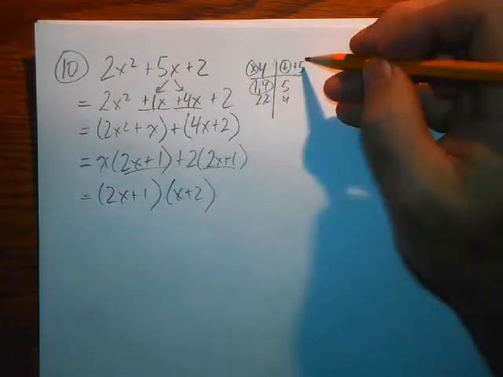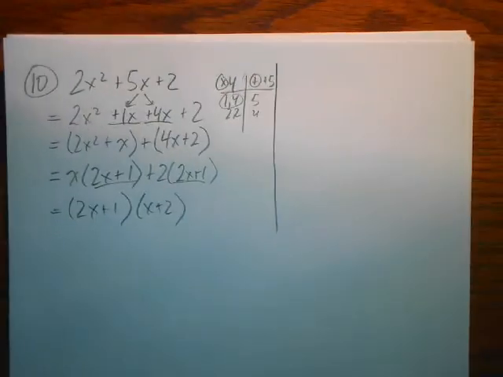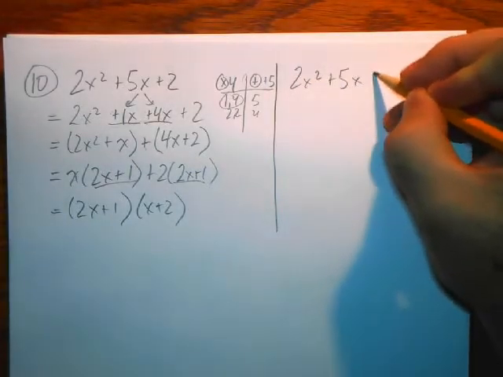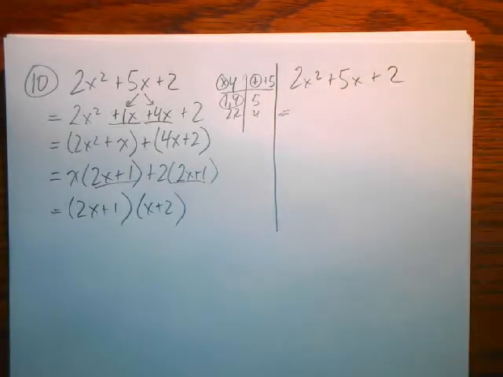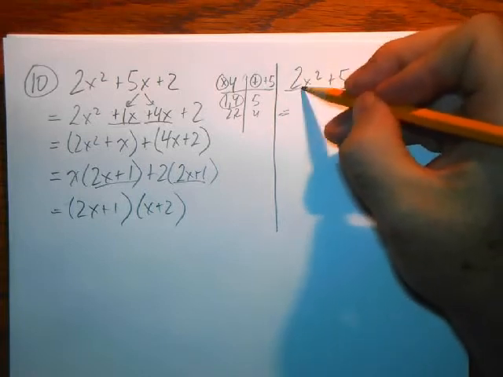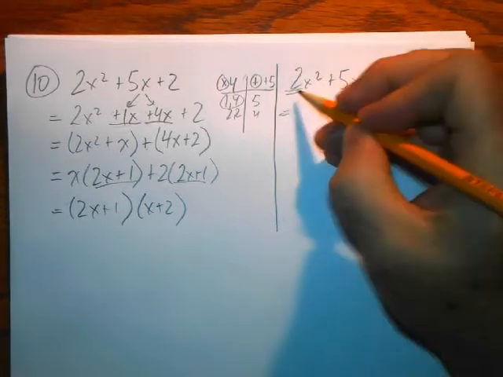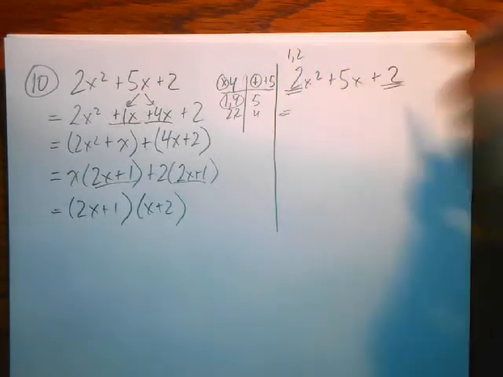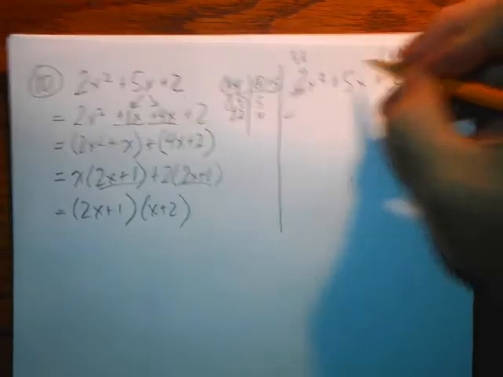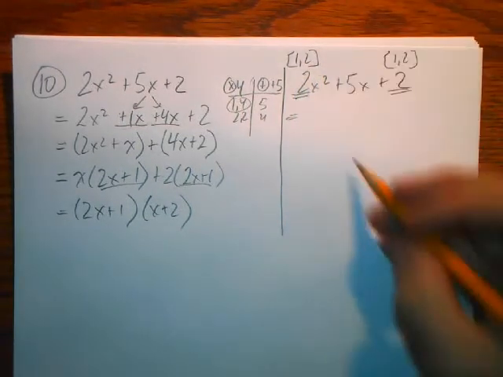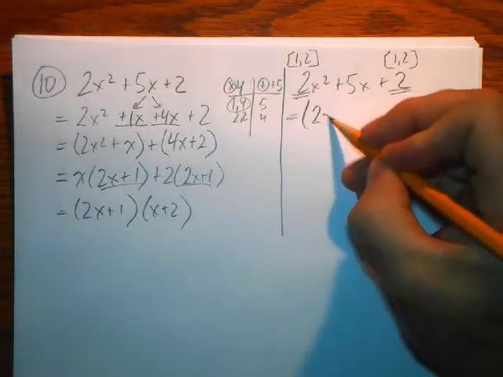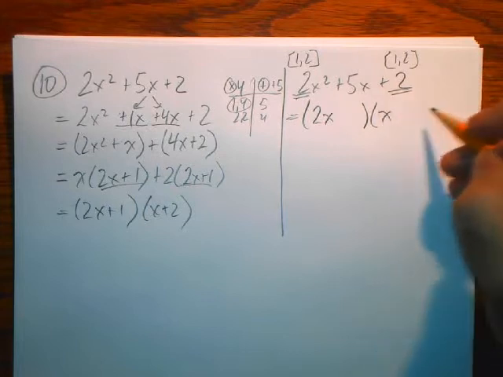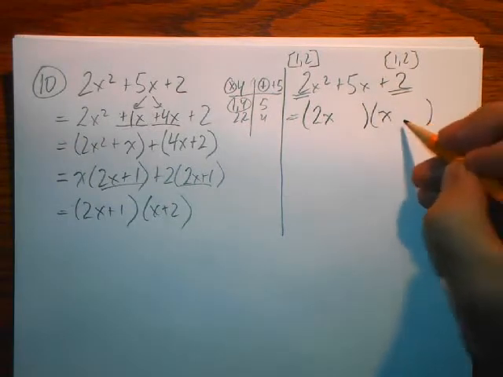So I've got 2x squared plus 5x plus 2. Now this one is ideal because your 2 numbers are both prime numbers. So the only possibility is 1 and 2 for both. So in this case, I know I'm going to have a 2x plus or minus a number and an x plus or minus a number. Remember, I was saying I could put the x here or the 2x here, it doesn't matter. I just like to put the higher one first.